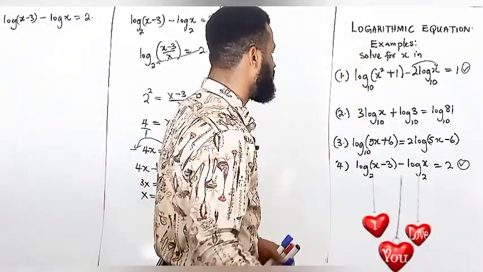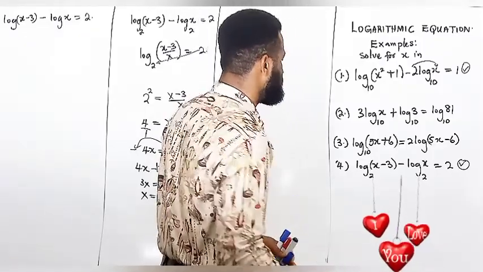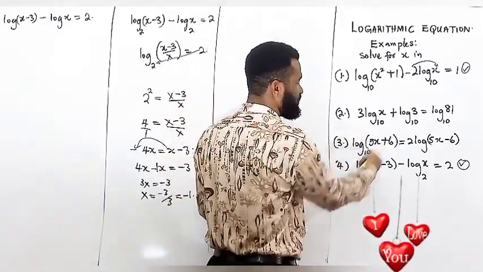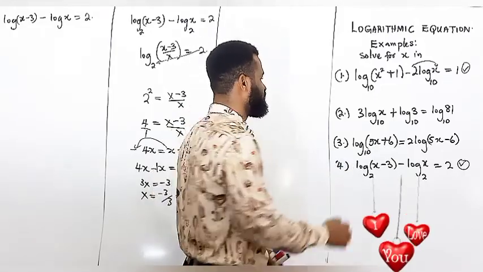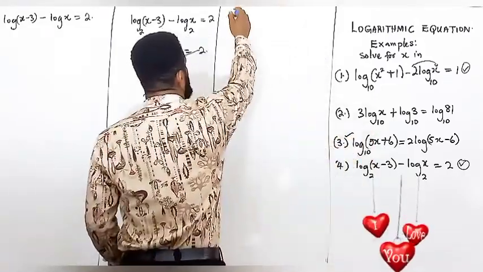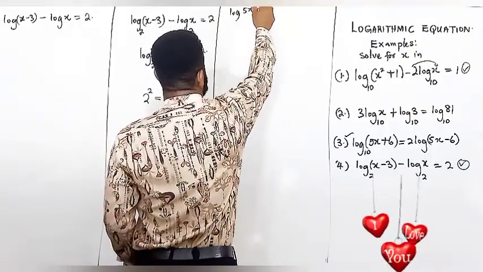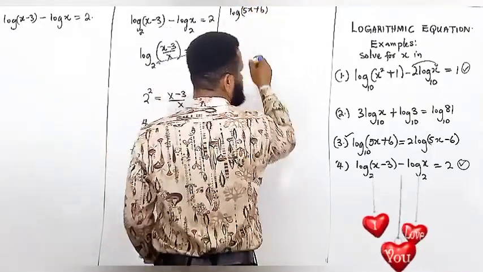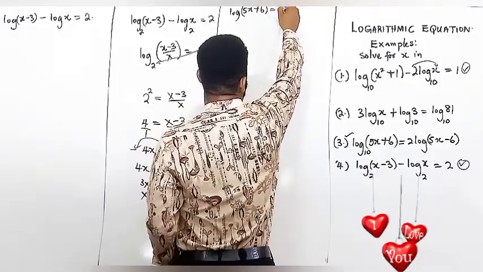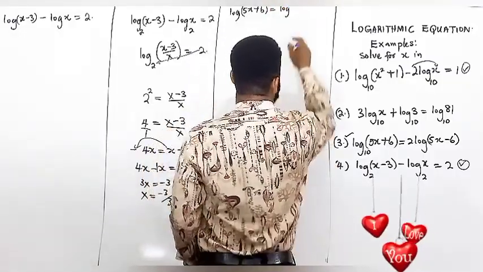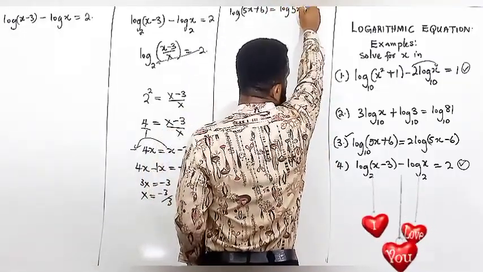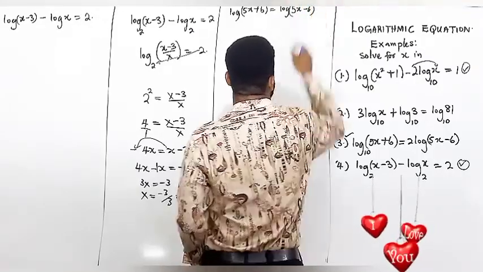Finally, I'm going to solve one, and I will leave you to solve one. I think this may be scary to a beginner, so I'm going to solve this. So I have log of 5x plus 6 equal to log of 5x minus 6 all raised to power 2.